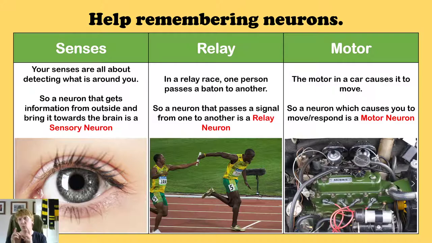Use the words. Relay. A relay neuron, well, we think, all right, well, what's a relay race? A relay race is when one person passes the baton to another. So a neuron that passes a signal from one neuron to the next neuron is going to be a relay neuron. Using the language to help you out. Motor, all right. Well, a motor in a car causes it to move. So a neuron which causes you to move or respond is going to be a motor neuron, right? Please use the words to try and help you. Sensory, relay, and motor to help you determine which neuron is which.